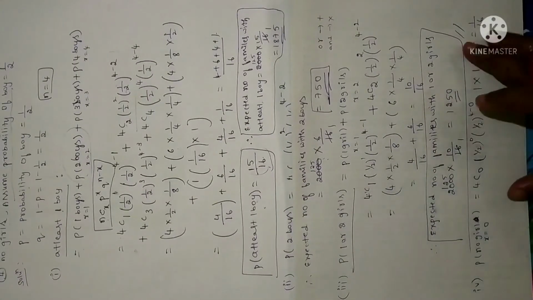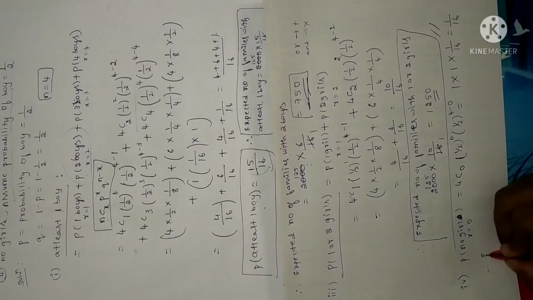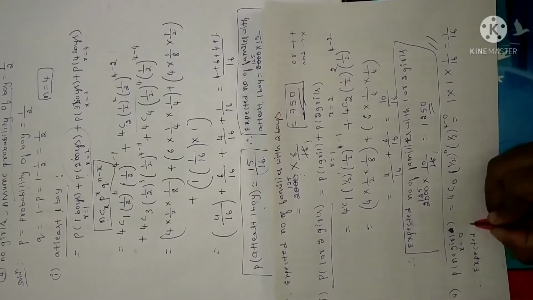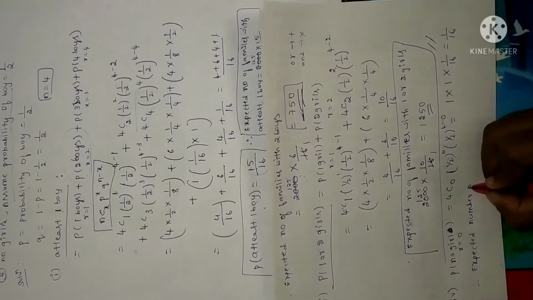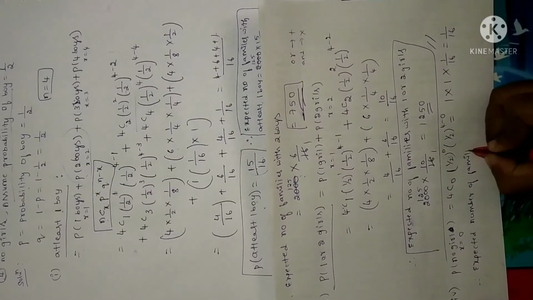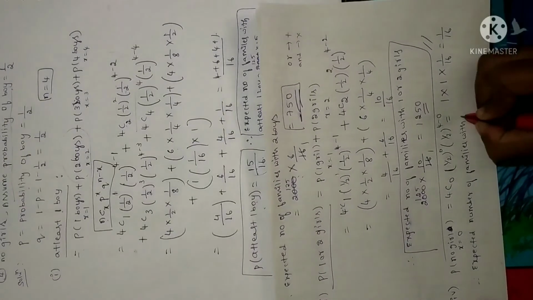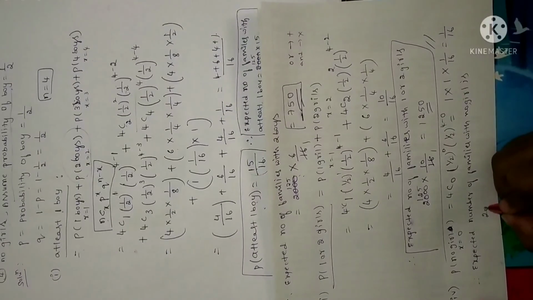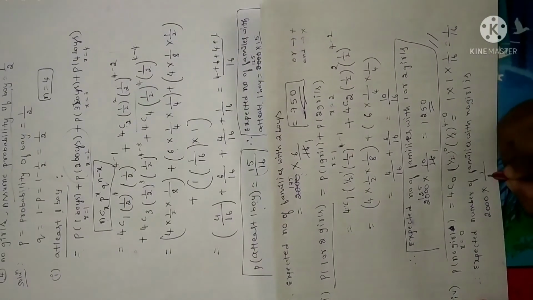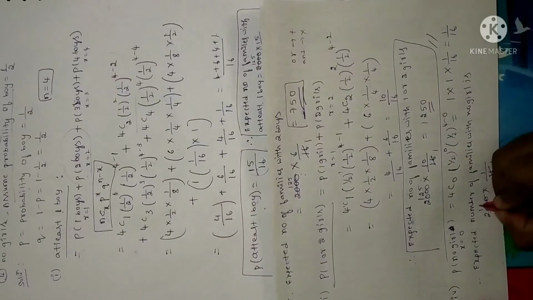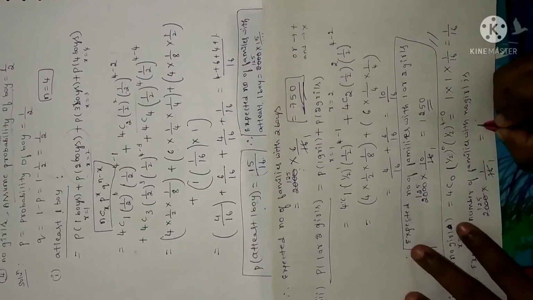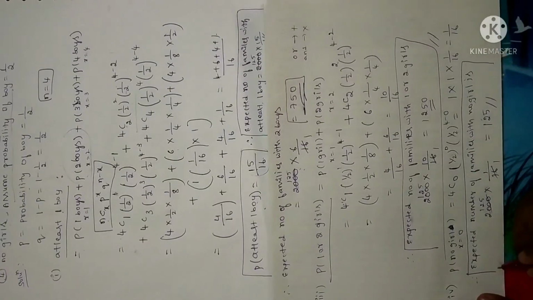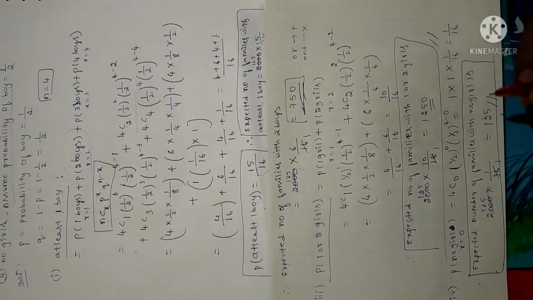Now we have to write expected number. So you have to multiply. Therefore expected number of families with no girl is 2000 into 1 by 16. 16 ones are 16, 125. So you will get it as 125. So this is the required solution for the fourth sub question. Hope it is clear, right?